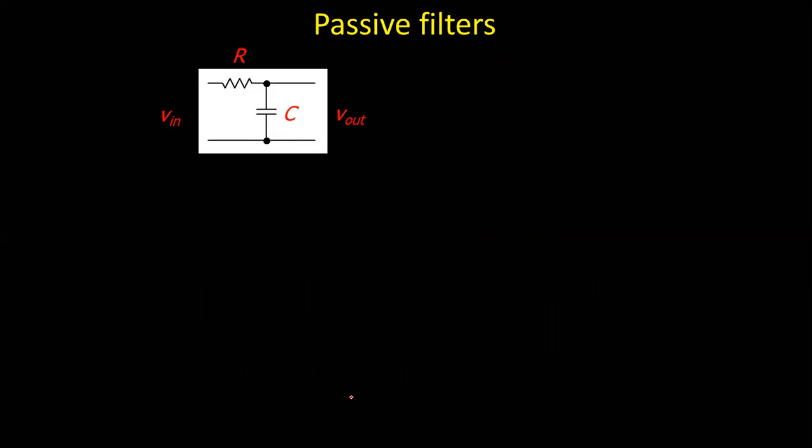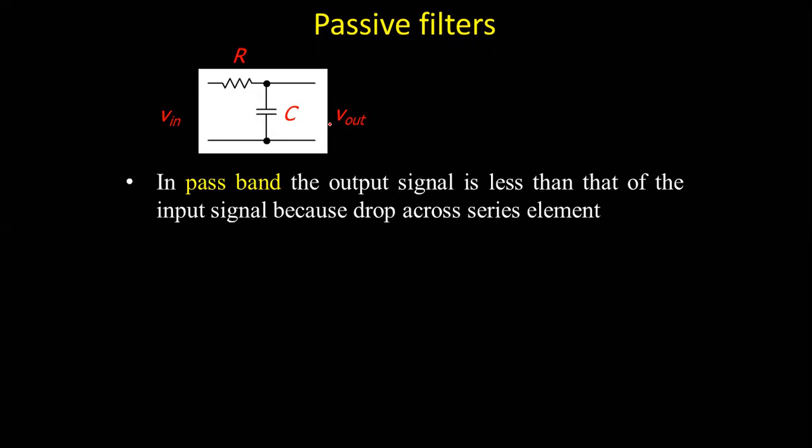In the slide, there is a low pass filter circuit designed using R and C. The input is applied from the left hand side, and the output is across the capacitor C. If the signal passes through this circuit in the pass band, the output signal is less than the input signal because of the drop across the series element.